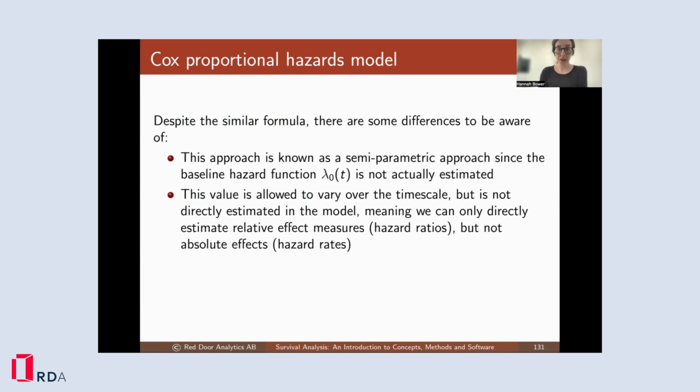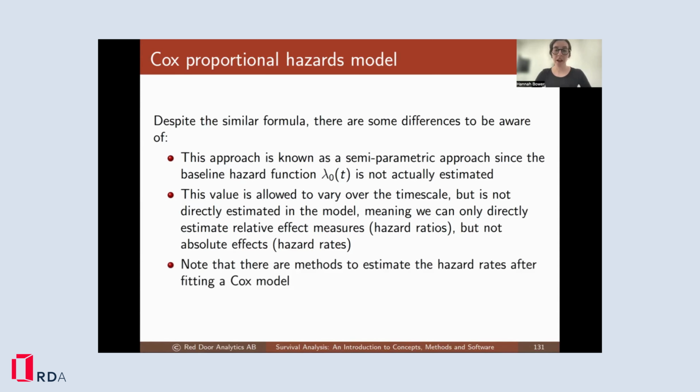This function is allowed to vary over the time scale, so we don't make the same assumption as the other parametric models, where we either had a constant function across the time scale, or we allowed it to vary in the way that the Weibull model does. It is allowed to vary across the time scale, but it's not directly estimated in the model, meaning that we can only estimate relative effect measures, i.e. we only estimate hazard ratios from this model, and we don't actually estimate any absolute effects or hazard rates.